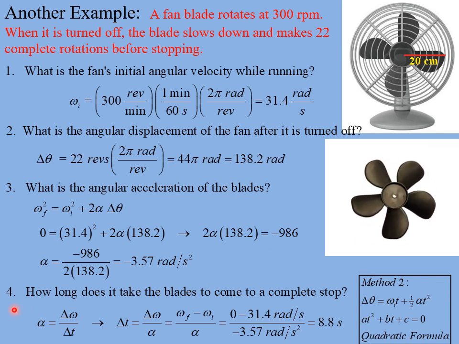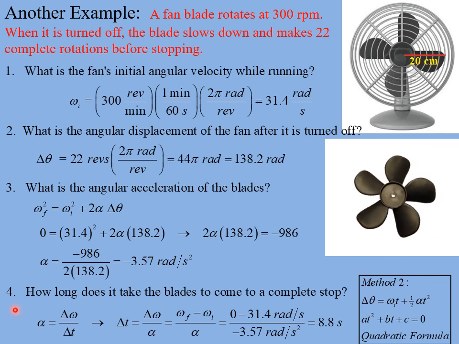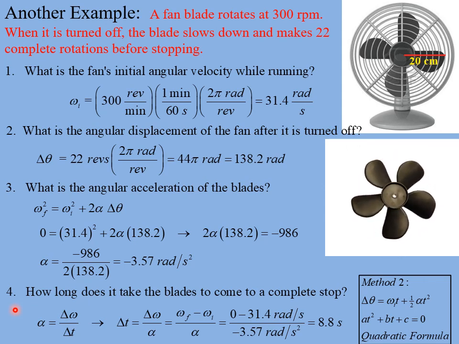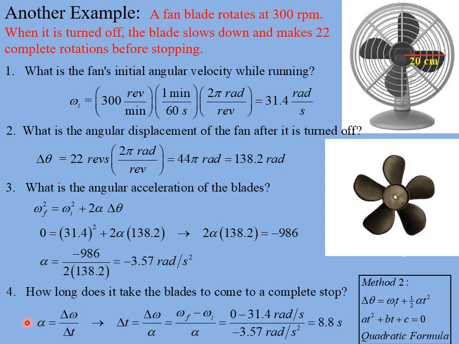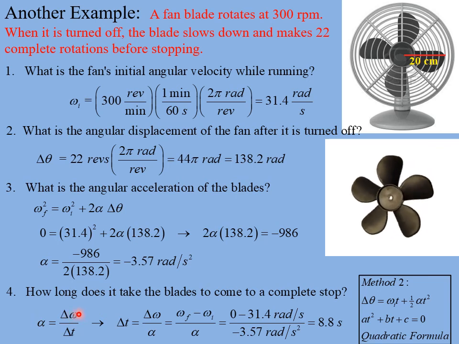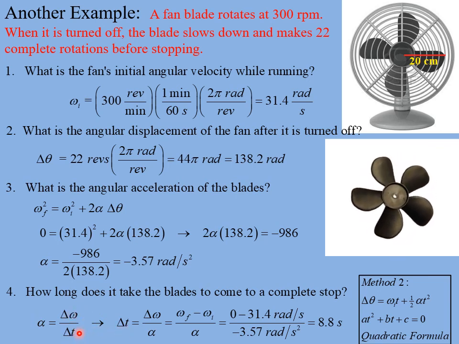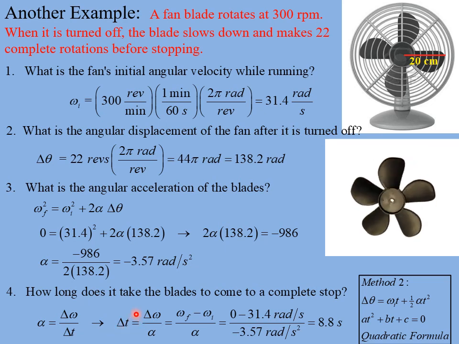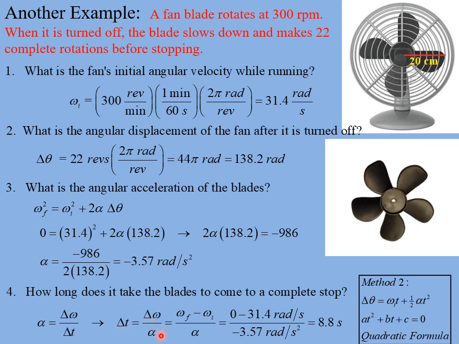All right, our last question of this part of the lecture. How long does it take the blades to come to a complete stop? So now we're going to solve for time. There are 2 ways to do this. The first way is by far the easiest way. We can use the definition of alpha, angular acceleration, which is equal to the change in omega divided by time. So just solve this for delta t. The time is equal to delta omega over alpha.